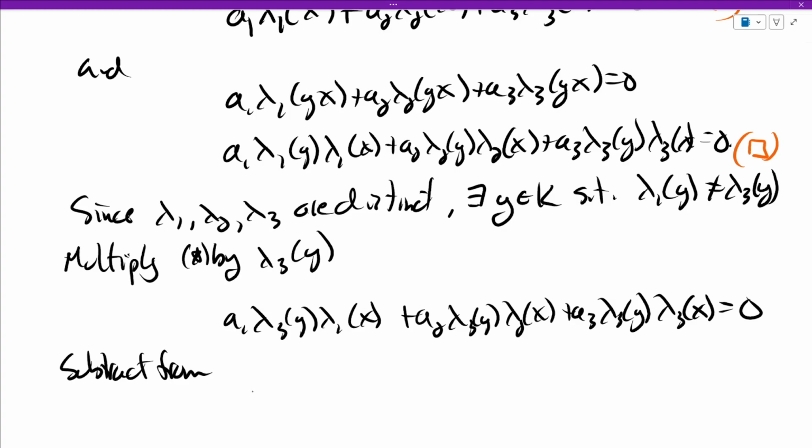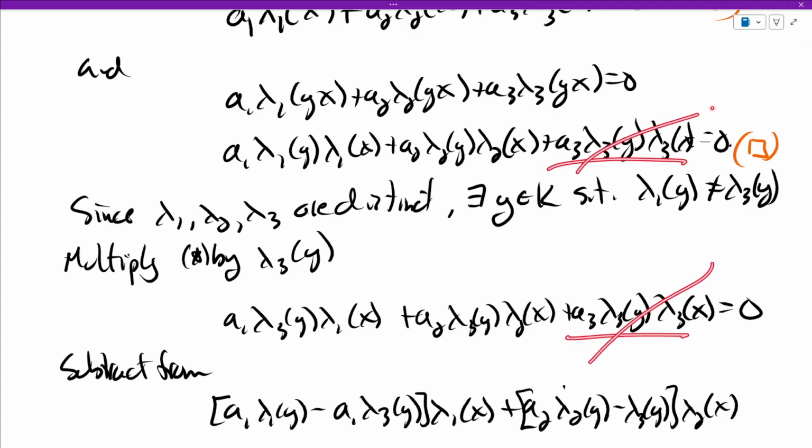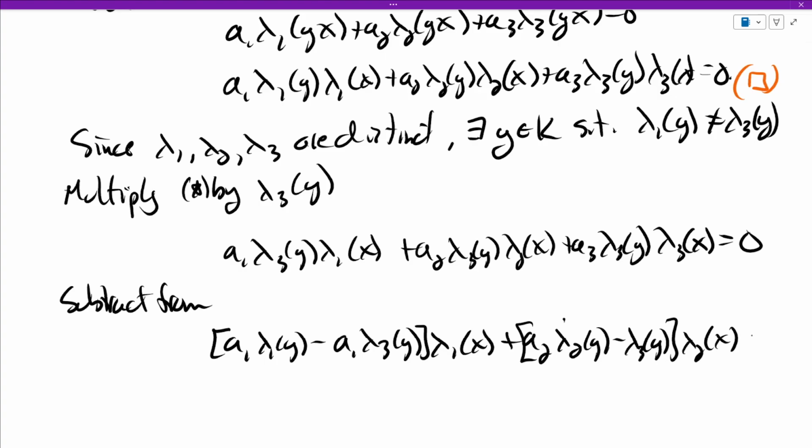All right, so when we do that, what happens? Well, we have this common lambda 1 of x in the first two terms. So we're going to get an a1 times lambda 1 of y minus a1 lambda 3 of y times lambda 1 of x. And then we're going to get an a2 times lambda 2 of y minus lambda 3 of y, times lambda 2 of x. And then the last terms are going to cancel because they're of course equal.